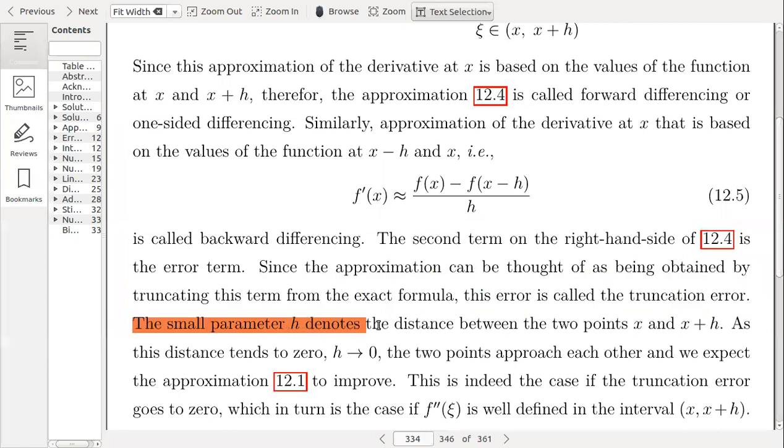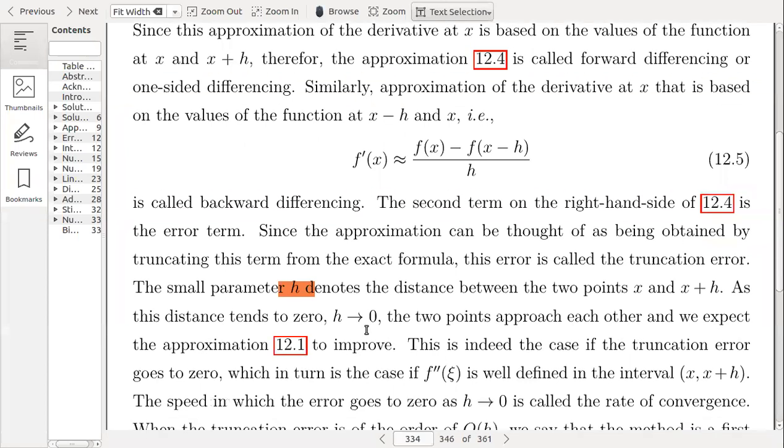The small parameter h denotes the distance between the two points x and x plus h, or you can say the difference between x plus h and x is denoted with the small positive number h. As this distance tends to 0, h approaches 0, the two points approach each other and we expect the approximation to improve. So if we reduce h up to 0, the improvement gets better and better.